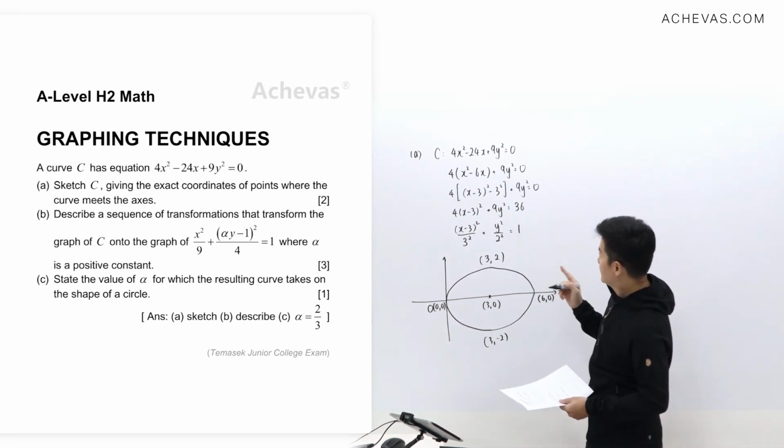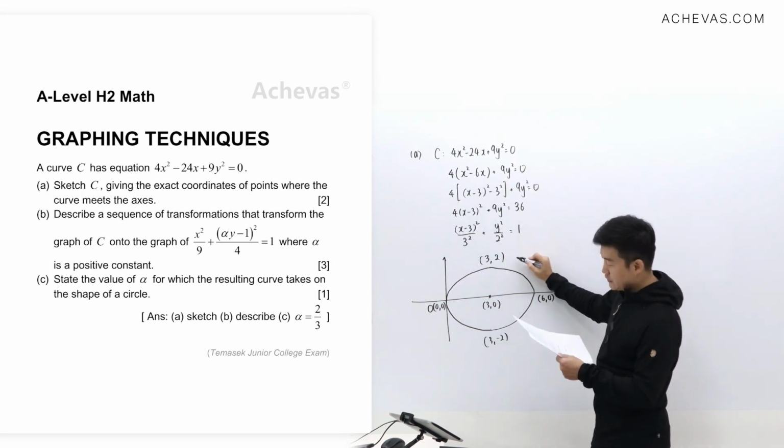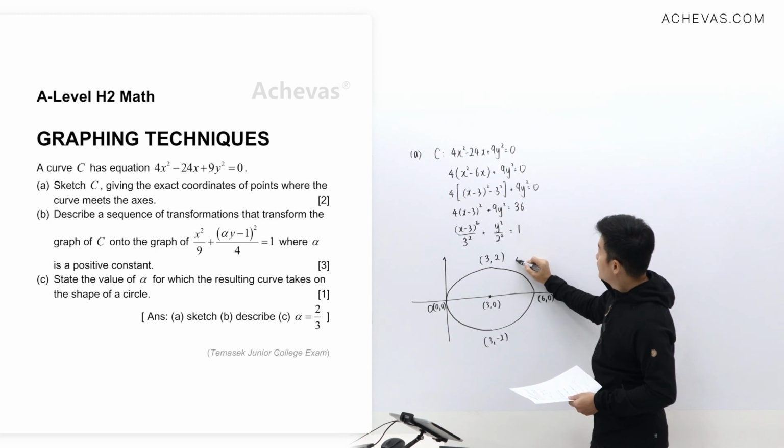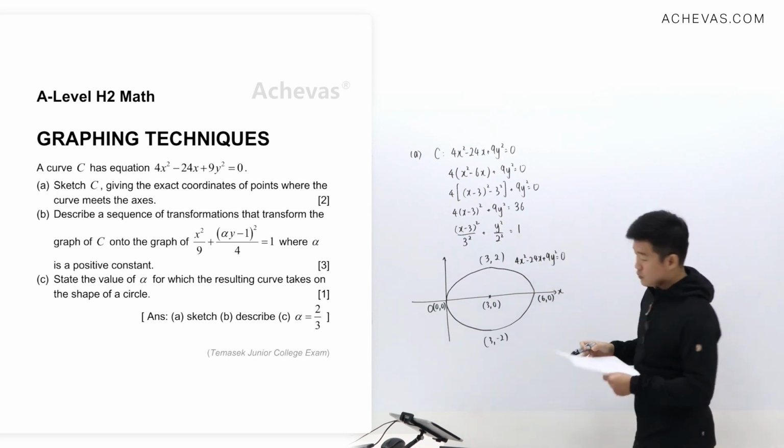Let me label this curve. I can label it using the equation of curve C that was originally given to us: 4x squared minus 24x plus 9y squared is equal to 0.